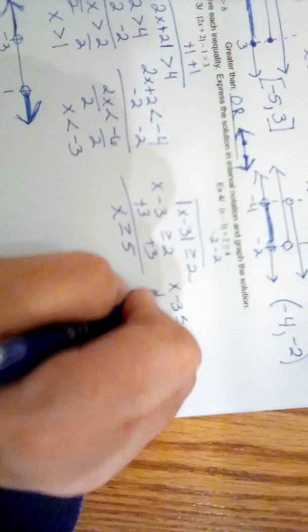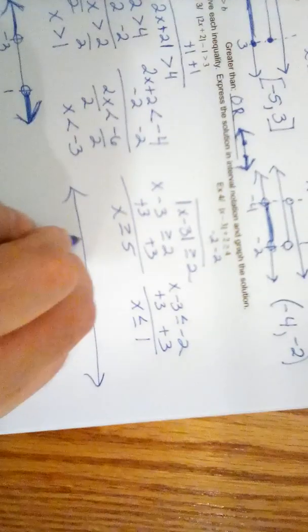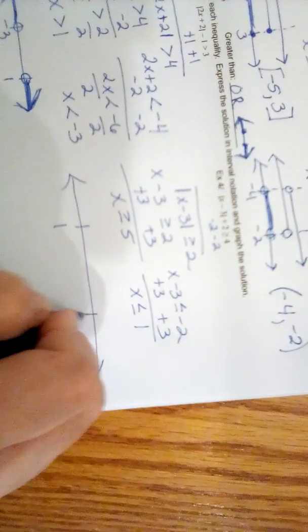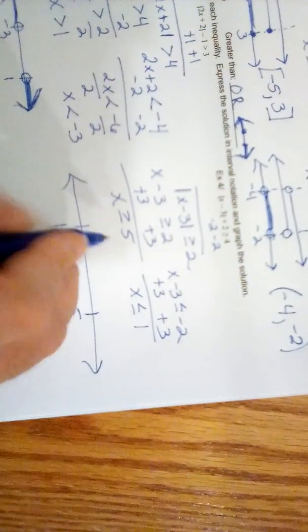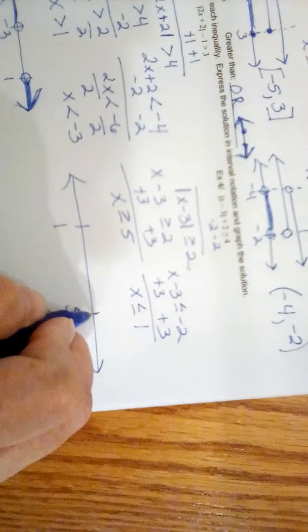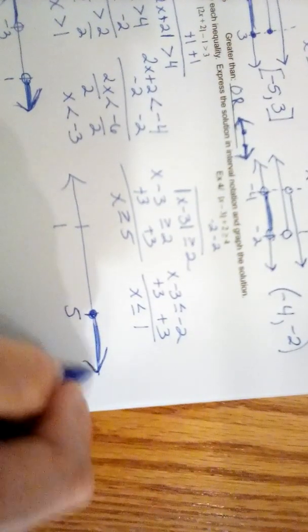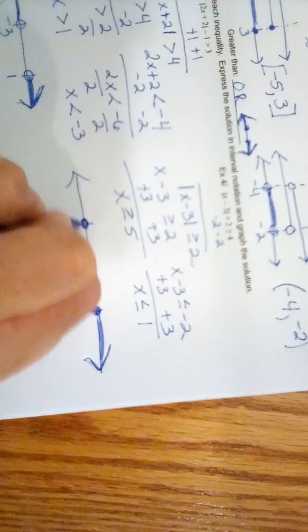Reverse the symbol, change the sign. Okay, solve the two pieces. Okay, so you've got greater than or equal to. So that means you're going to put a closed dot, and then you're going to shade right. Less than or equal to 1 is going to be a closed dot, shade left.